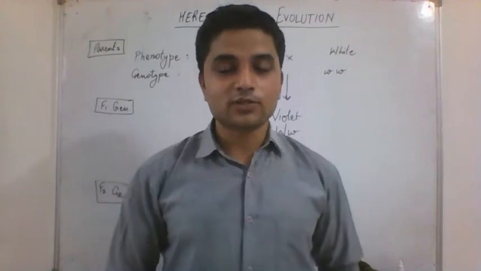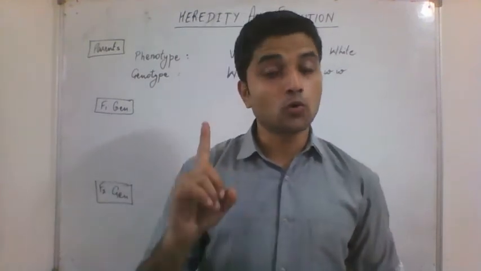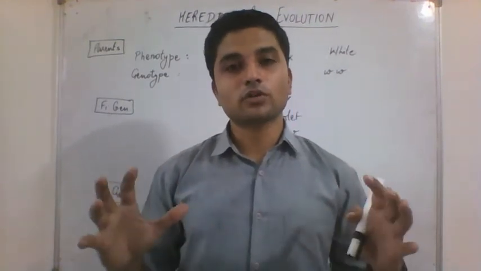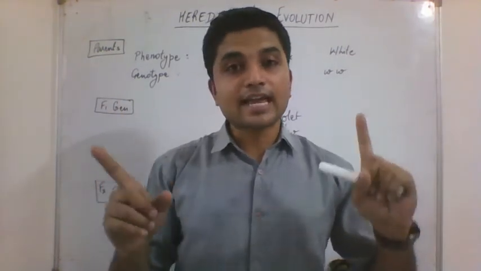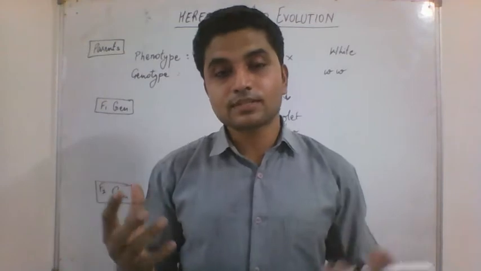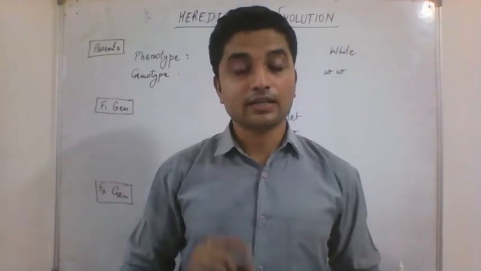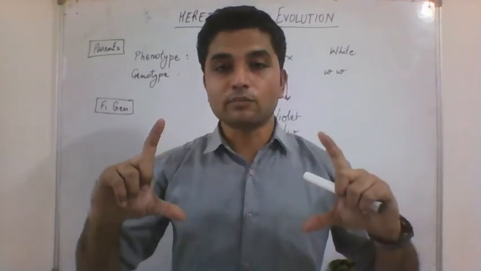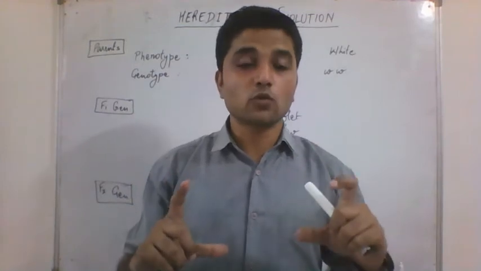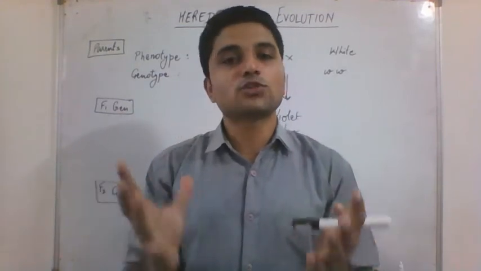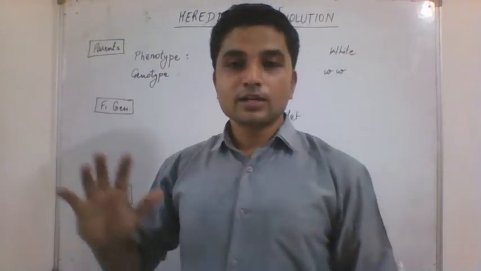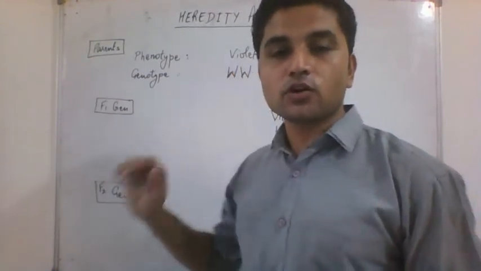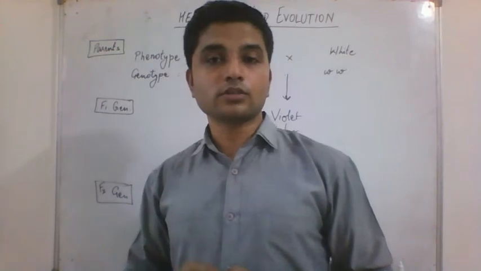Last time when I was teaching you, I told you about the monohybrid cross, where we cross two plants having two different characters, two different phenotypes for one trait. Last time I spoke about the height of the plant. Some plants were tall, some plants were dwarf, and then Mendel reached the conclusion which we know as the law of dominance. Today also, here I have a cross showing a monohybrid cross.